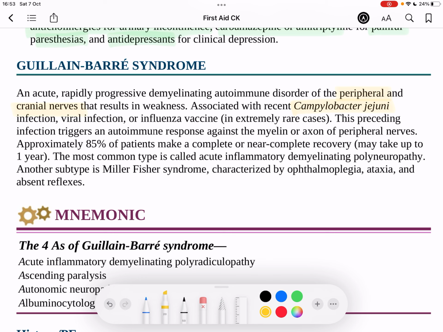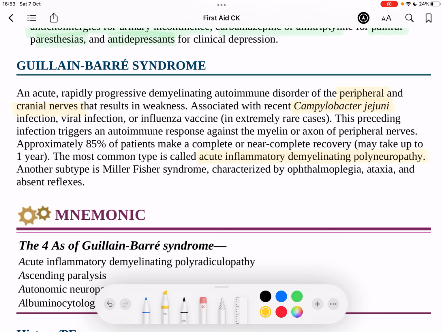This preceding infection triggers an autoimmune response against myelin or the axon of the peripheral nerves. This is an example of molecular mimicry. So the antigens on, for example, Campylobacter jejuni are similar to the antigens and proteins in myelin. So there's a bit of mimicry and an autoimmune response will develop. Approximately 85% of patients make a complete or near complete recovery, but it can take up to 1 year. And the most common type is called acute inflammatory demyelinating polyneuropathy. This is the most common form of Guillain-Barré that you're going to read about in questions and in clinics.